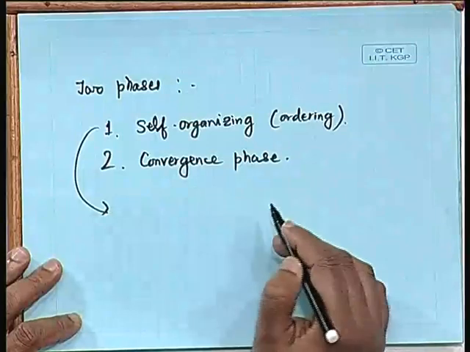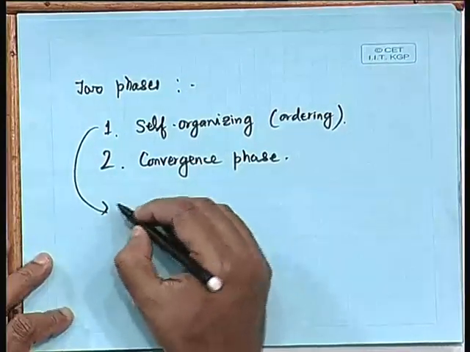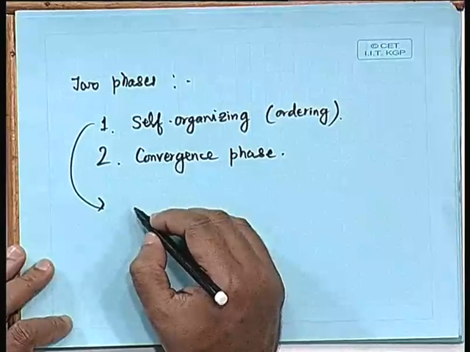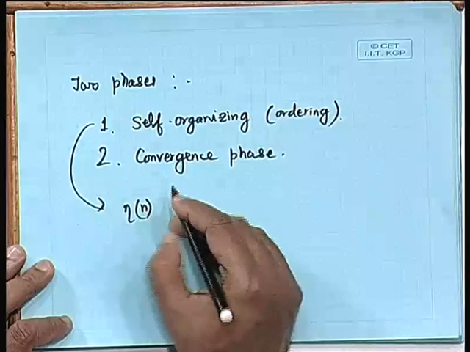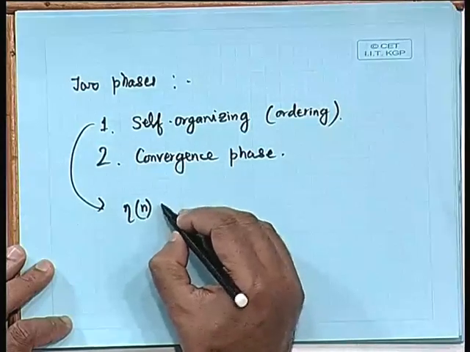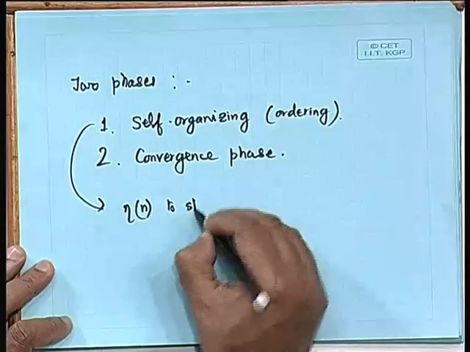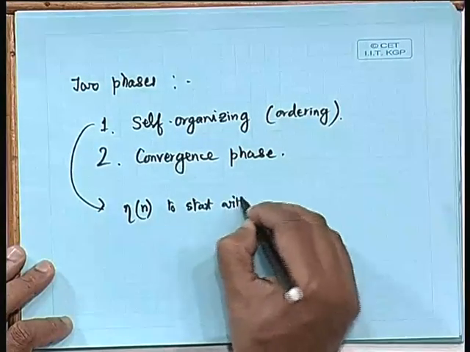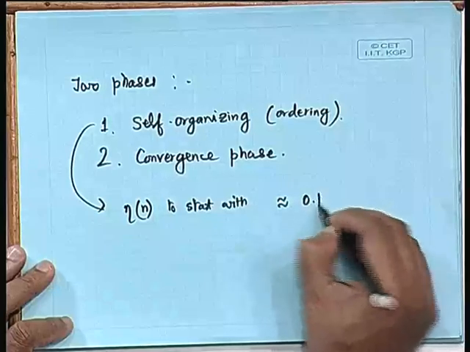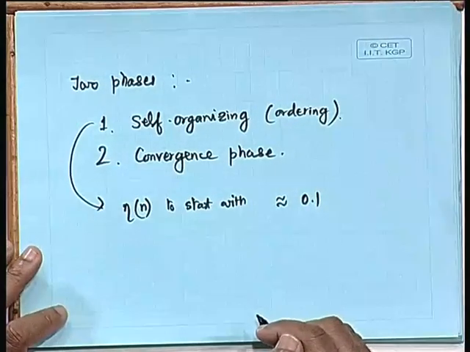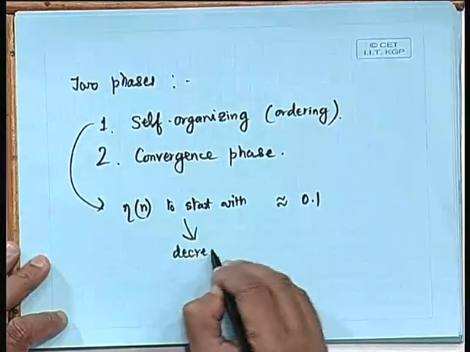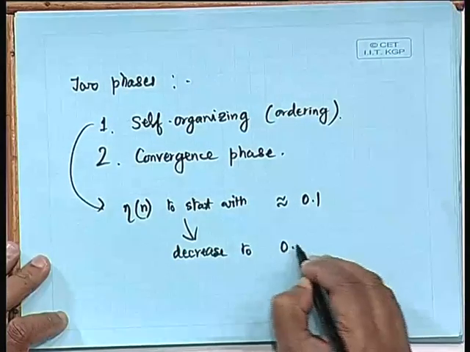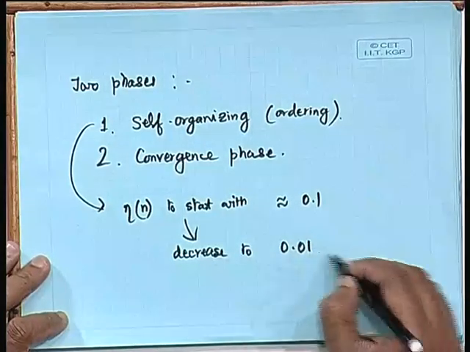Now, during the first phase, that is the self organizing phase, one has to choose eta n. To start with, eta n has to be chosen quite large. Eta n to start with should be of the order of 0.1, some typical values, and then it should decrease to values like 0.01.